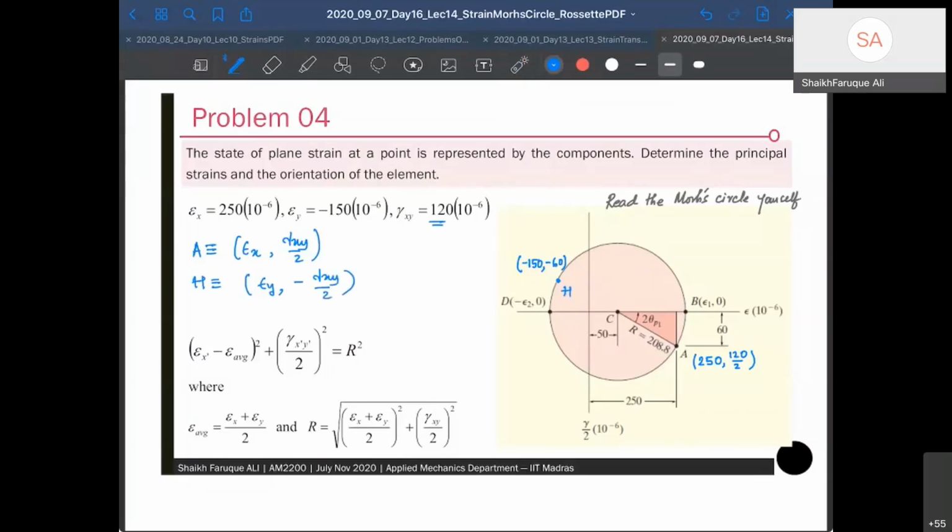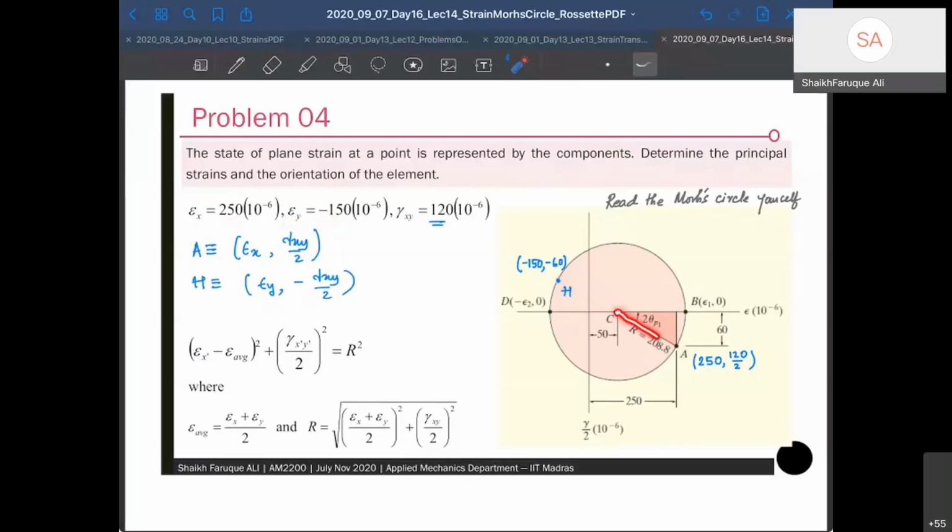And if I do that, first I have to choose the A point and draw my line. So A point is this: 250 comma plus 60. So this is my A point and that's my 0-degree line. Before that, I can find the center. The center is epsilon x plus epsilon y by 2, that is this 50 center point. And I can draw this line. Or else I can find H also, which is epsilon y, minus 60. So minus 150 and minus 60. So this is the point. So you can then join them like this. Okay, so that's how you draw the Mohr circle.